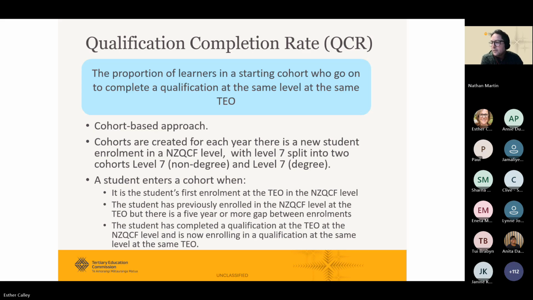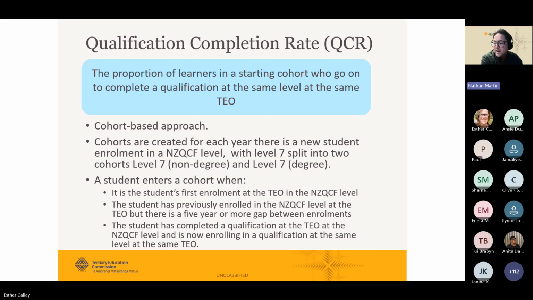So the next EPI we're going to talk about is the qualification completion rate. I'll go into a bit more detail about how the cohorts work and different areas of common questions we get. The qualification completion rate is a cohort measure that measures the proportion of learners in a starting cohort who go on to complete a qualification at the same level and the same TEO. It tracks how a group of learners who start at the same time progress and complete over time.